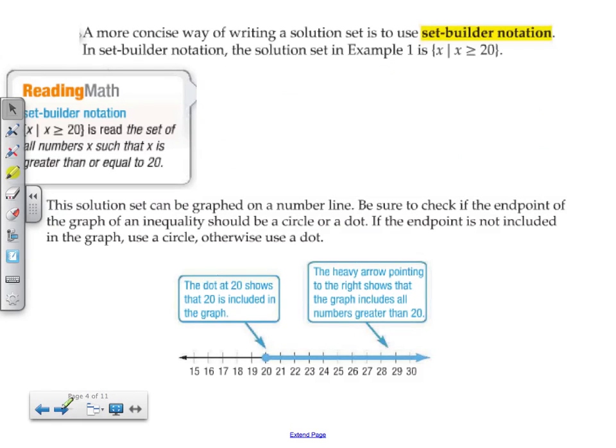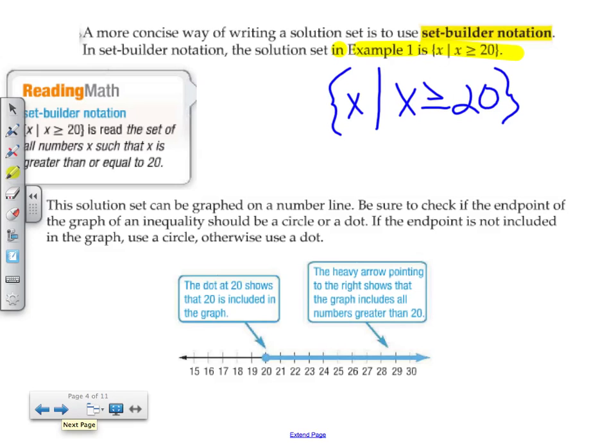Okay. A more concise way to write a solution set is to use set builder notation. So your definition for set builder notation is a concise way of writing a solution set for an inequality. All right, so for that example we just had, example 1, here is what set builder notation would look like. It would be the set of all numbers x such that x is greater than or equal to 20.